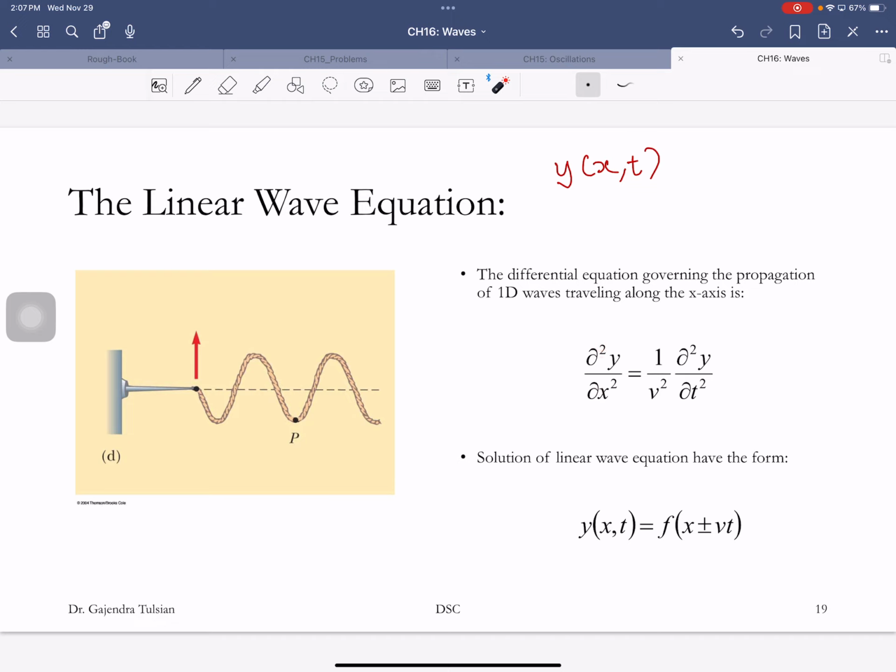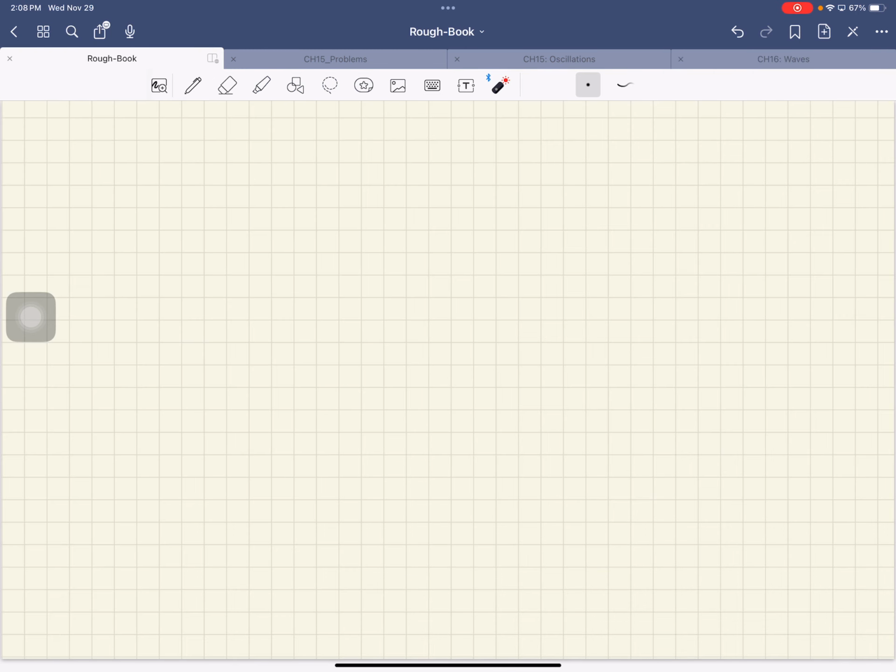What does partial derivative mean? Derivative with respect to just y or just x. So you treat the other variable as a constant. That's right. You guys remember that?